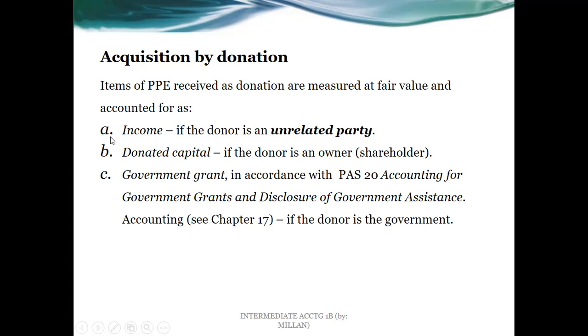Going back to letter A, it will be treated as a deferred income. So deferred income, which is a liability. Why is that? Because there is a condition. Once the condition is met, we transfer our deferred income to income. So from liability to income. Then for letter B, this is for a related party, as opposed to letter A.